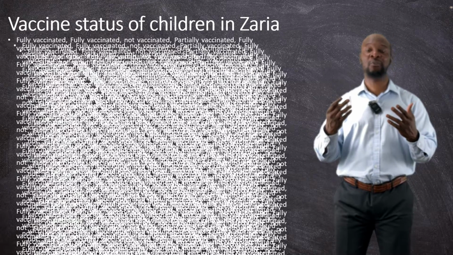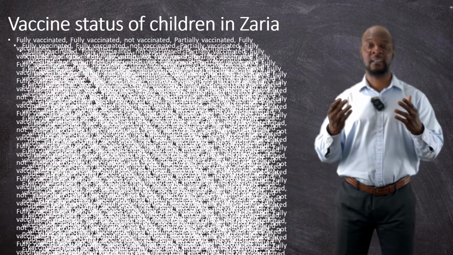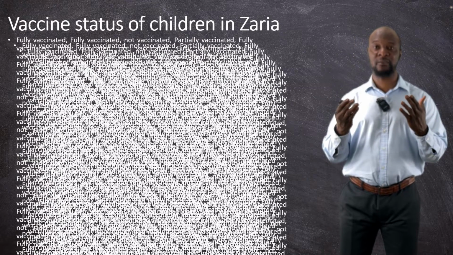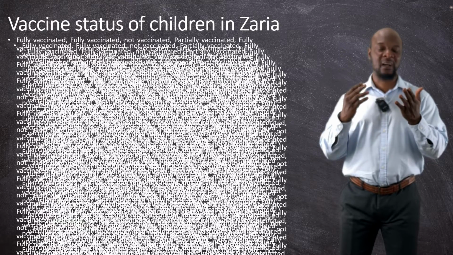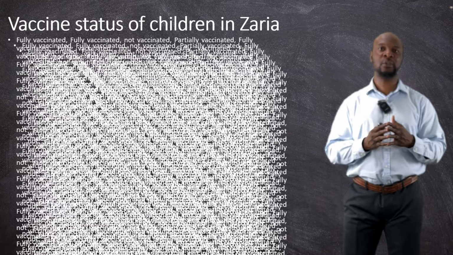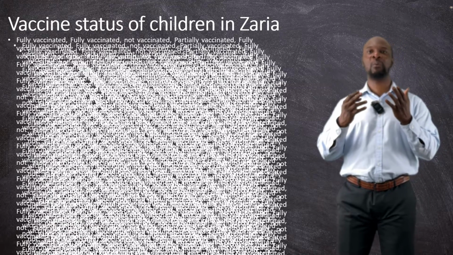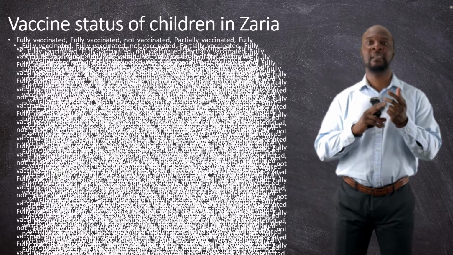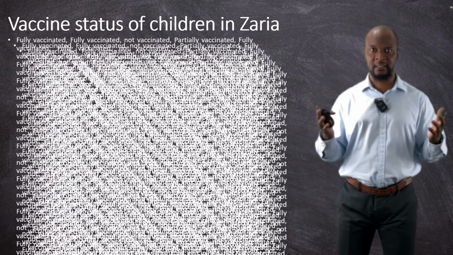If you are talking of Moderna or the Pfizer, for example, the primary dose is 2 doses, first of all. So if you have 1 dose, you are partially vaccinated. If you have 2 doses, you are fully vaccinated, for example. So we're going to see a situation where we have children that are unvaccinated, we have some that are partially vaccinated, and we have some that are fully vaccinated.